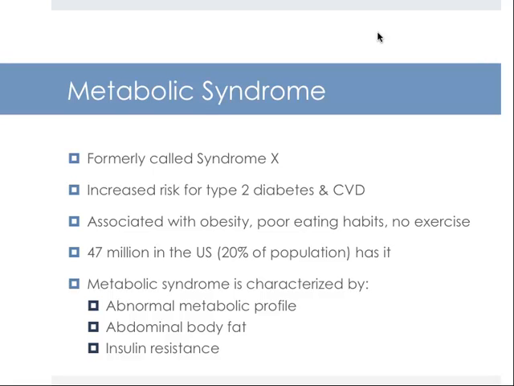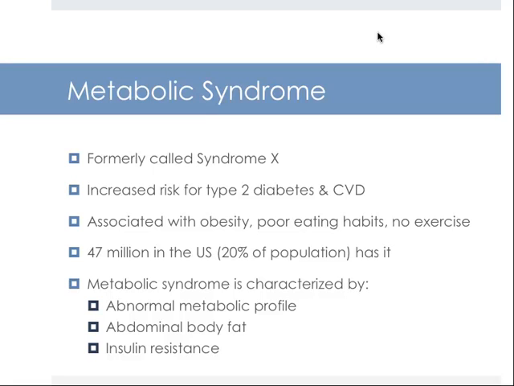Metabolic syndrome is associated with obesity, poor eating habits, and a sedentary lifestyle, so someone who doesn't exercise on a regular basis. And it's thought that about 20% of the U.S. population suffers from metabolic syndrome. And I'll show you in this lecture in a moment that there's very specific ways to identify who has metabolic syndrome. It's characterized by having an abnormal metabolic profile.